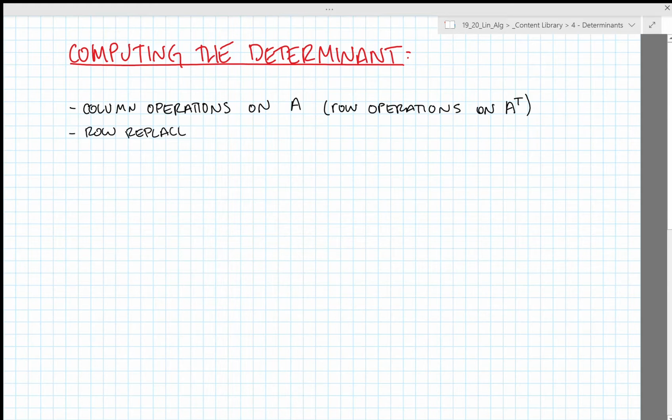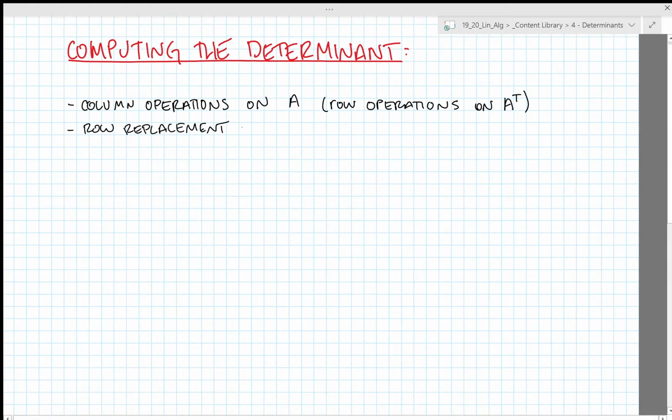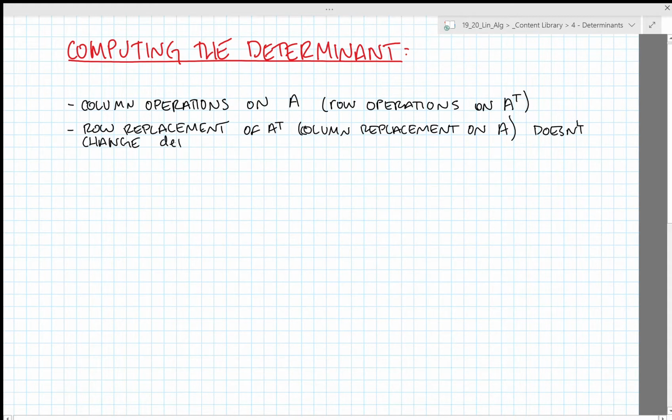Now, what we might remember is that row replacement is the elimination method for rows, or we'll say column replacements. The eliminate step of columns on A doesn't change the determinant, which is a really nice property.